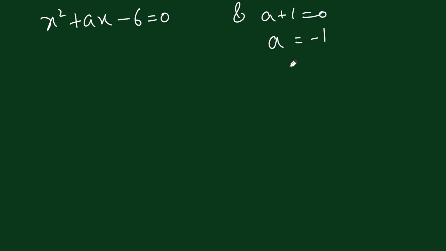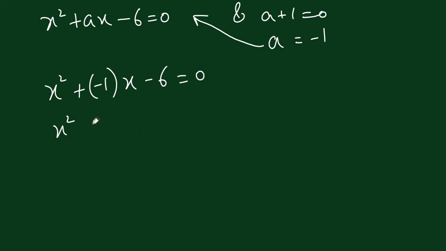I'll do it. x square plus ax minus 6 is equal to 0, and they said a plus 1 is equal to 0, correct? So a plus 1 is equal to 0 means I can say a is equal to minus 1. Substituting this a is equal to minus 1 in this equation, we get x square plus, in place of a we write minus 1, x minus 6 is equal to 0, which will become x square minus x minus 6 is equal to 0. Now we need to find the value of x. This quadratic equation, we know how to solve.